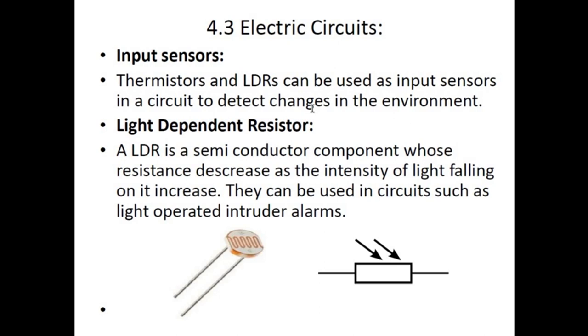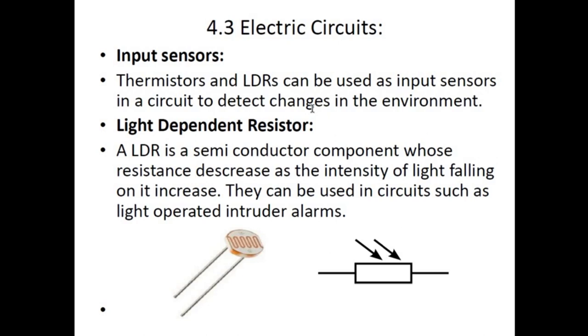Next we have something that is known as the input sensors. This is a new topic in the syllabus. There are two components which can be used as sensory devices. One is an LDR and the other one is a thermistor. So what exactly is a light dependent resistor? An LDR is a semiconductor component whose resistance decreases as the intensity of light falling on it increases.